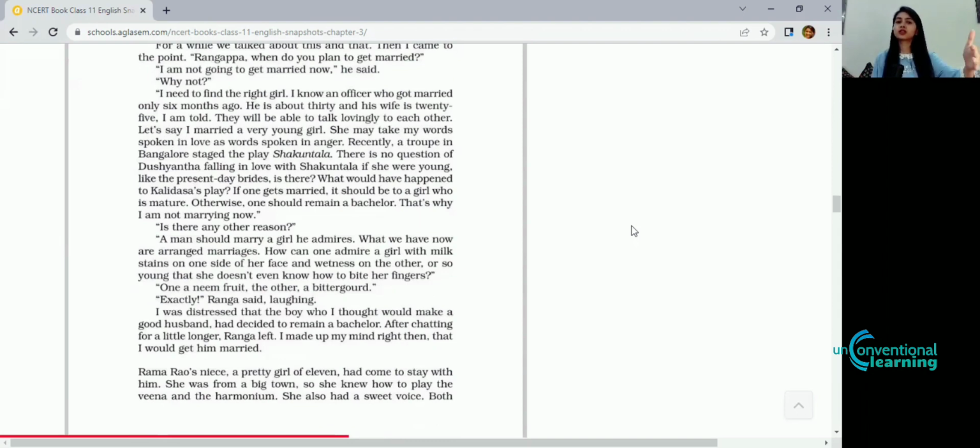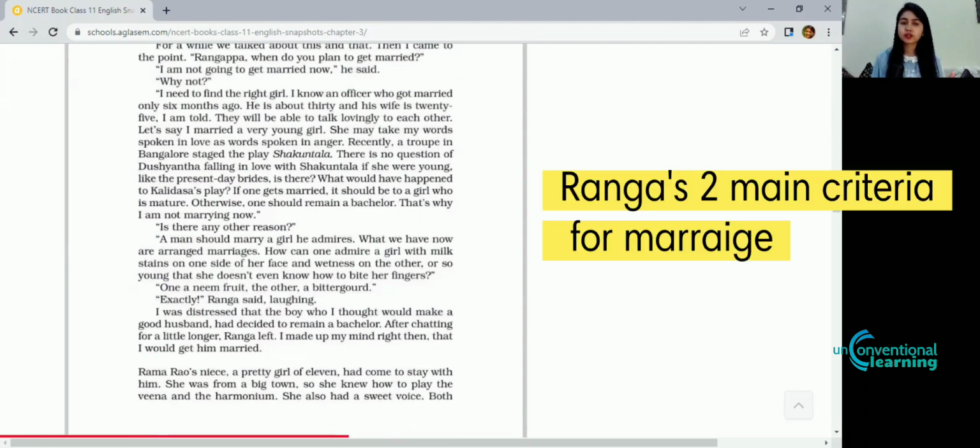Now, Ranga, as you can see on the screen, gives two main reasons for not getting married, anytime soon. The first was he wanted to find the right girl. He said that if one gets married, see that line, it should be to a girl who is mature. So according to him, a girl who is mature is the right girl, a girl who understands somebody's emotion, a girl who understands the importance of certain situations. एक लड़की जो mature हो, जो सही हो, रंगा का पहला क्राइटेरिया वो था.